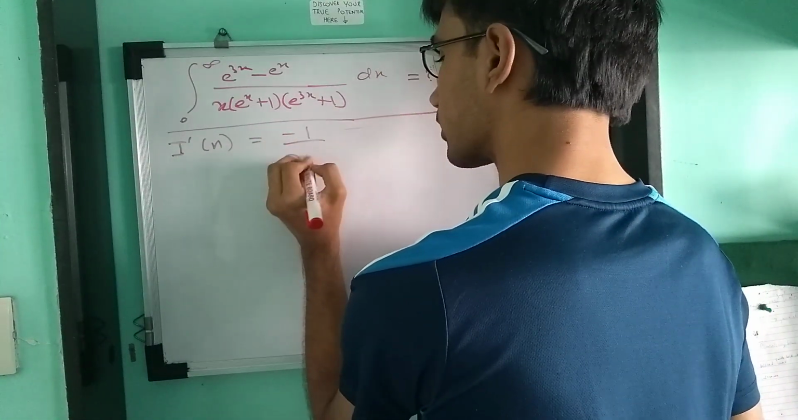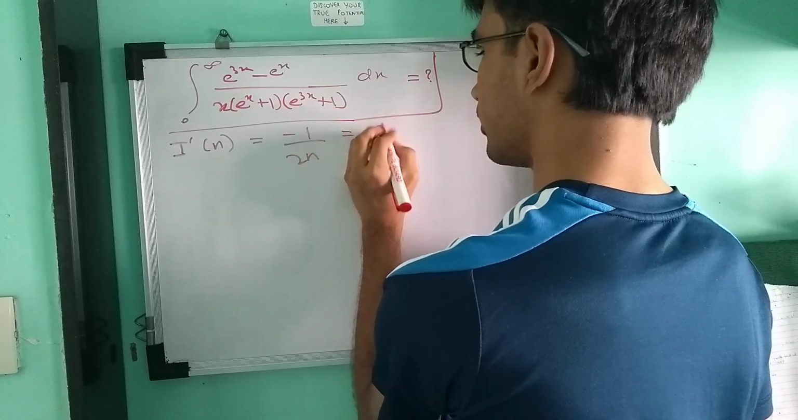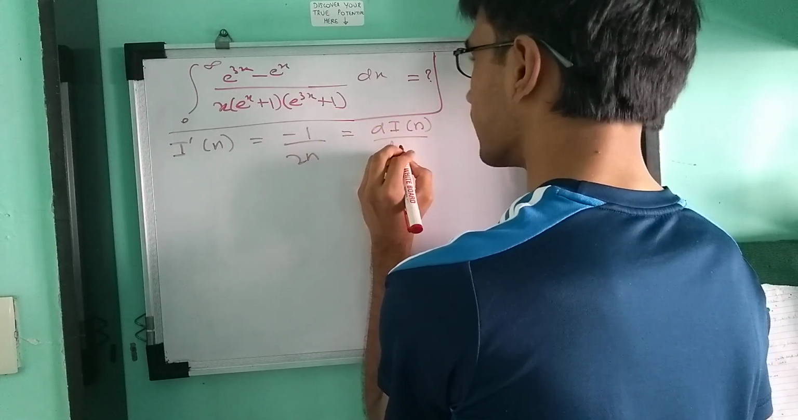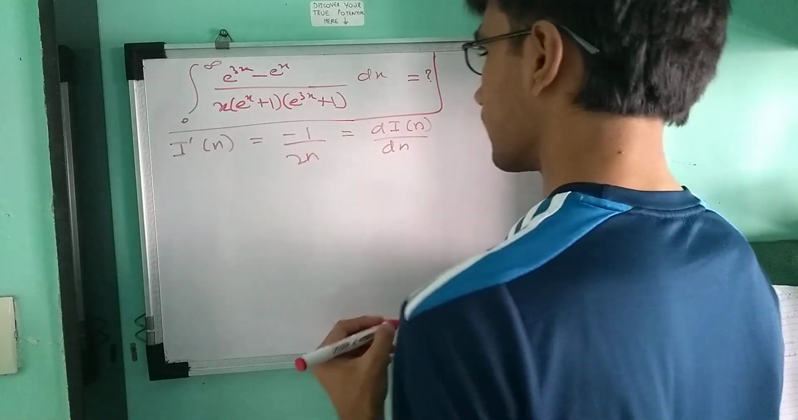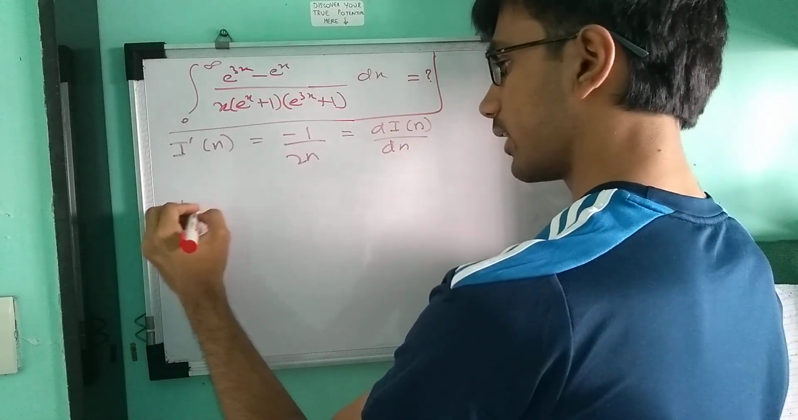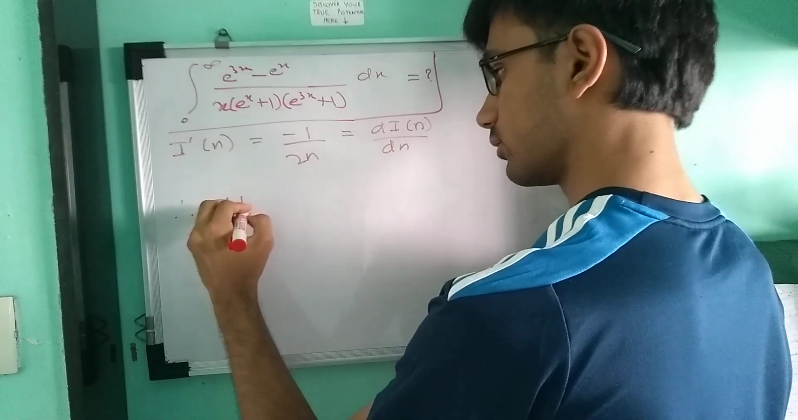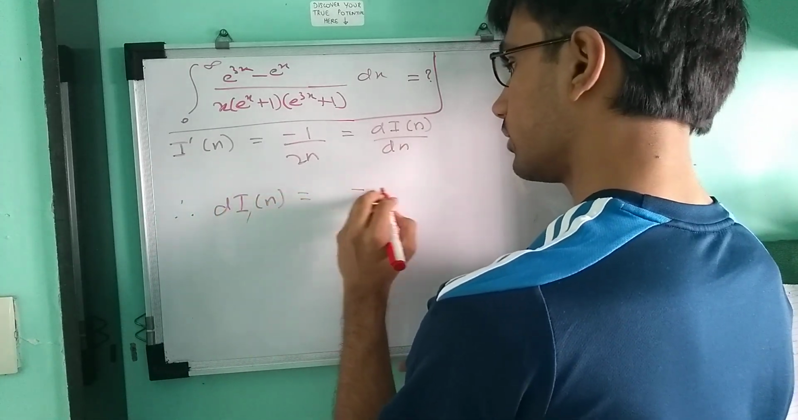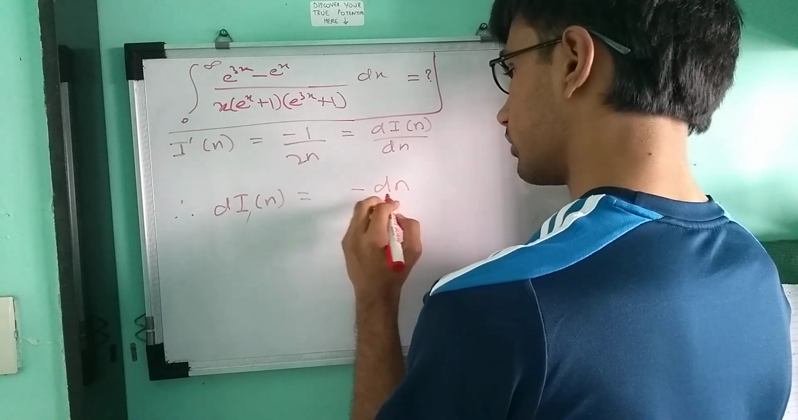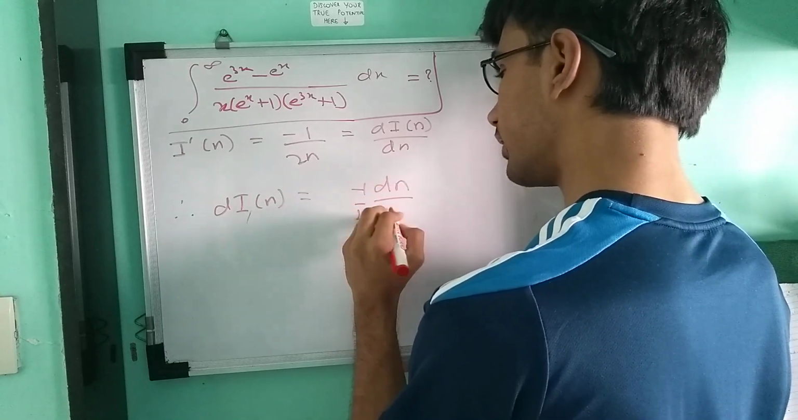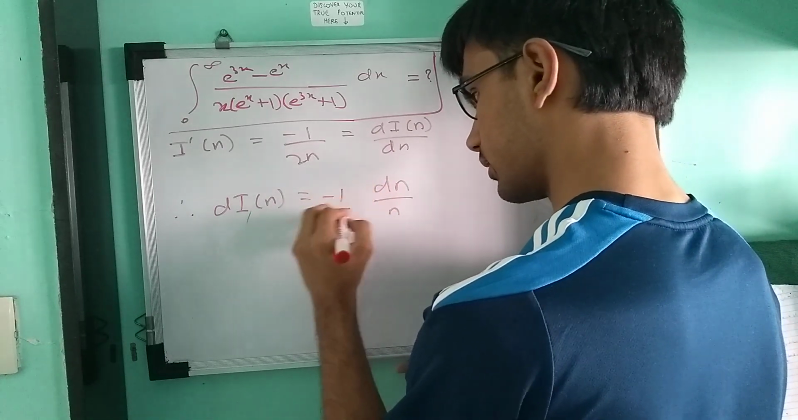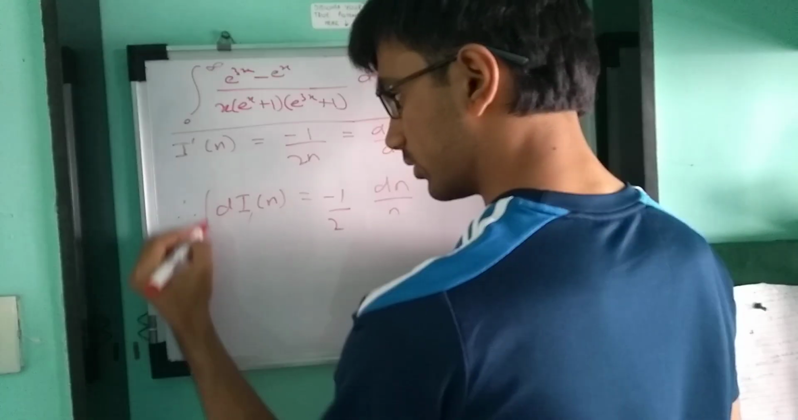Can I write this as d of I n by dn, sorry? Therefore d of I n will be minus half into dn by n. That's how I write it. Minus half into dn by n. Let me integrate on both sides.